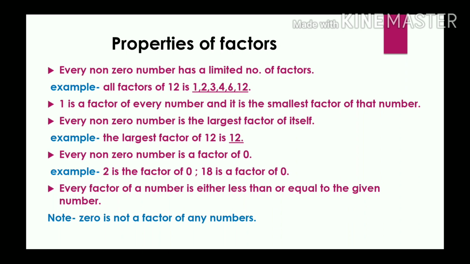Now, every non-zero number is a factor of 0. For example, 2 is a factor of 0 and 18 is a factor of 0. Now the last one: every factor of a number is either less than or equal to the given number. Note, 0 is not a factor of any number.